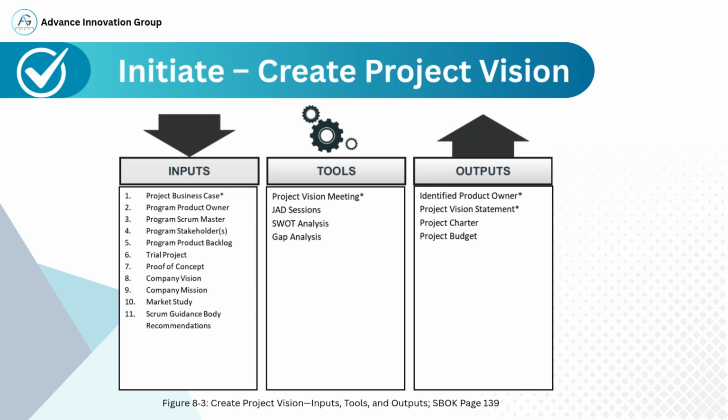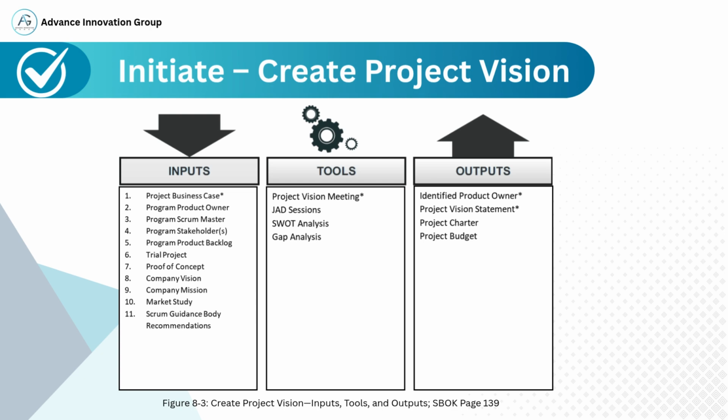The first and most critical output is the identified product owner, the person responsible for maximizing product value. Then we have the project vision statement, a clear summary of the project's purpose. Additionally, the team creates a project charter, which formally authorizes the project and outlines roles and goals. Lastly, the project budget is defined, setting the financial boundaries of the project.